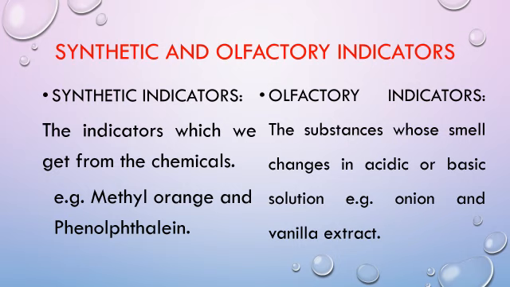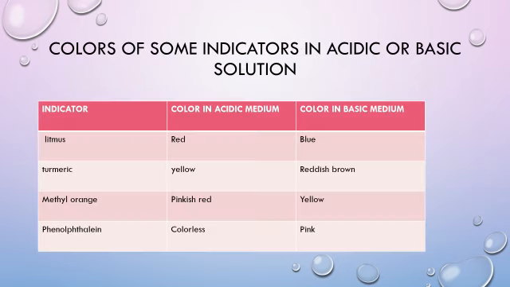The second type of indicators are synthetic indicators. The indicators which we get from chemicals are called synthetic indicators. Example, methyl orange and phenolphthalein. The third type of indicator is olfactory indicator. The substances whose smell changes in acidic or basic solution are called olfactory indicators. Example, onion and vanilla extract.